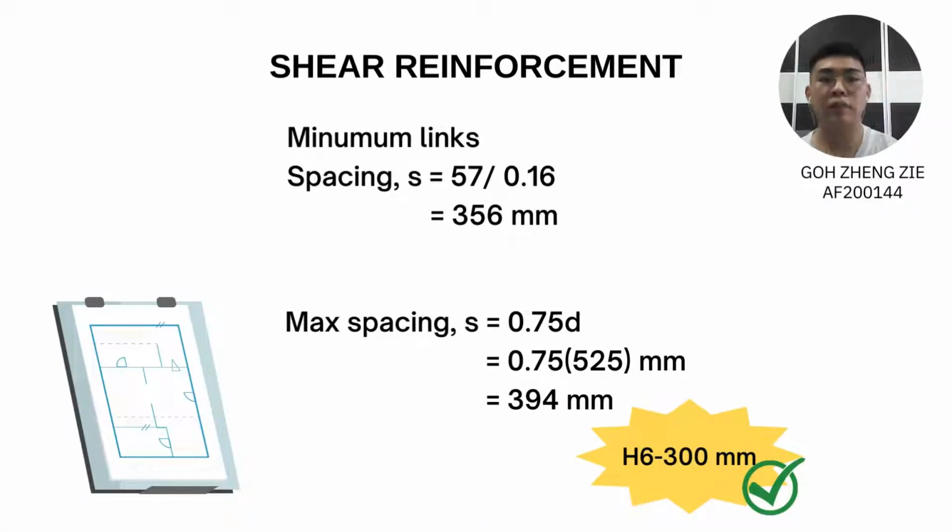Next, I want to explain the part shear reinforcement. For the minimum length for spacing equal to 356 mm, and the maximum spacing equal to 0.75 multiplied by 525 equal to 394 mm. Since the spacing is less than the maximum spacing, thus we can use H6 300 mm for the whole span from A to C. That's all for me. Thank you.